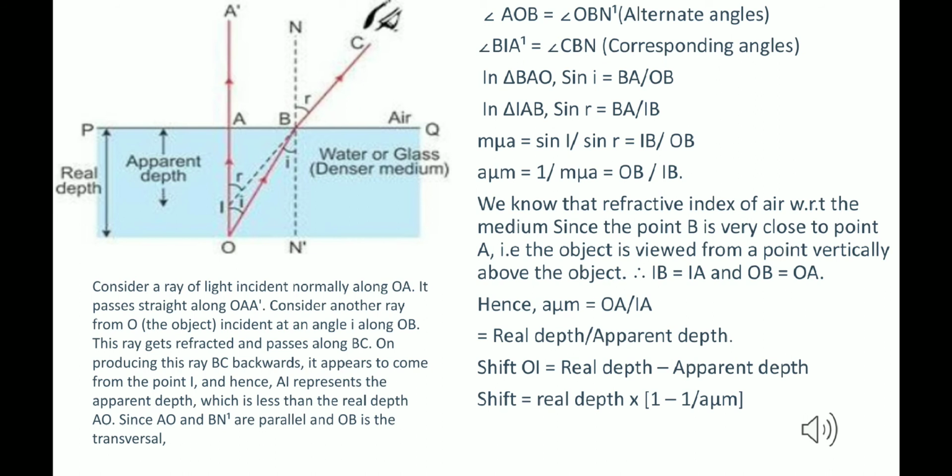Now, shift can be given a formula also. If you take real depth common, you get real depth multiplied by 1 minus apparent depth upon real depth, and apparent depth upon real depth will be 1 upon A mu M. So you also get a shift formula as real depth multiplied by 1 minus 1 upon A mu M. When you open the bracket, you will get the same thing as above.